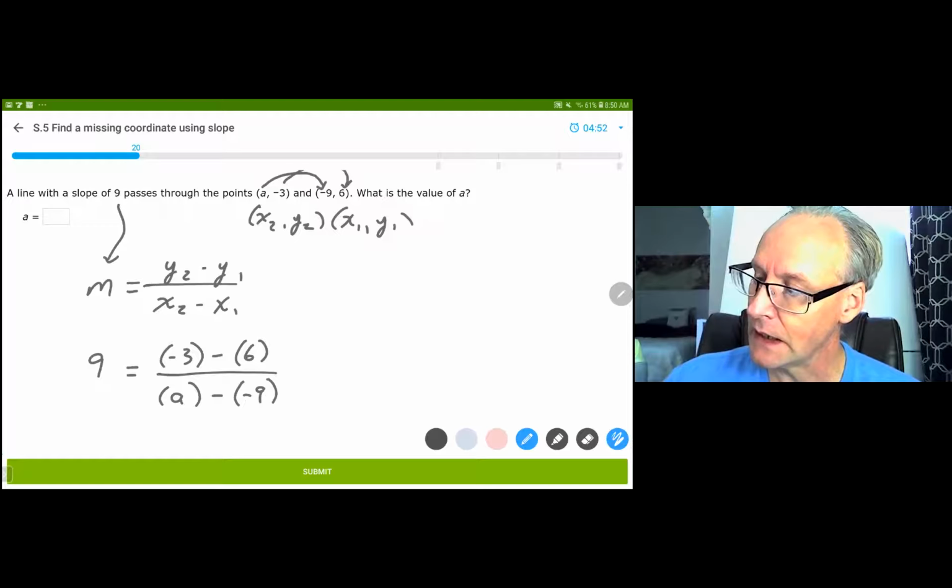And we get 9 is equal to, I'm simplifying, negative 9 over a plus 9. It's a 9, sorry, kind of a funky looking 9 there. A plus 9.